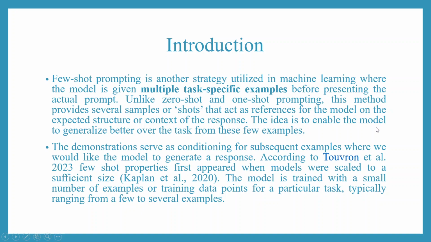The idea is to enable the model to generalize better over the task from these few examples. The demonstrations serve as conditioning for subsequent examples where we would like the model to generate a response. According to Towering, few-shot properties first appeared when the models were scaled to a sufficient size. The model is trained with a small number of examples or training data points for a particular task, typically ranging from few to several examples.